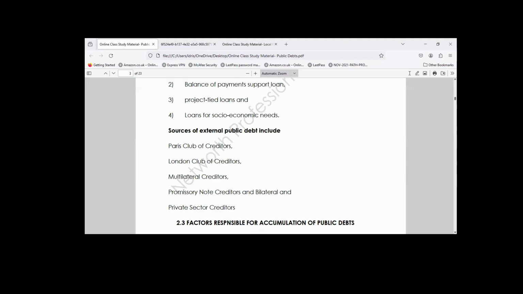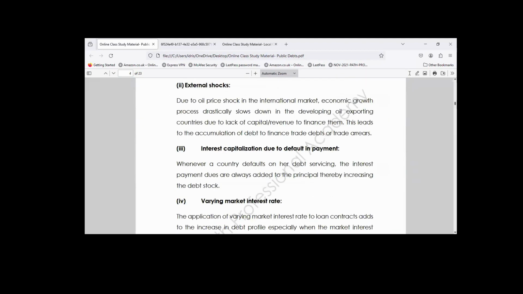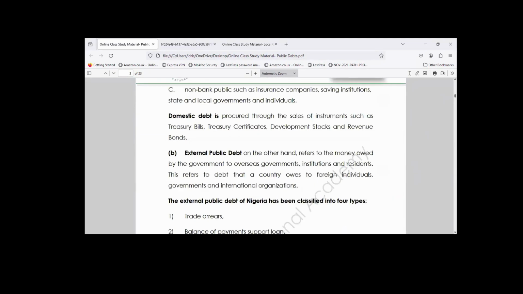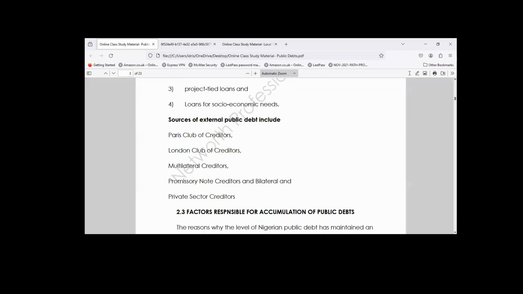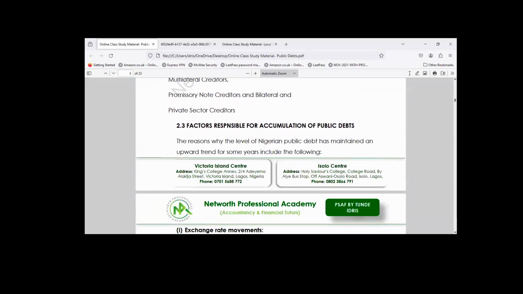Now, the next thing that we need to look at: we have talked about the classification. Please, let's take note of them. The next thing that we need to look at is factors responsible for accumulation of public debt.